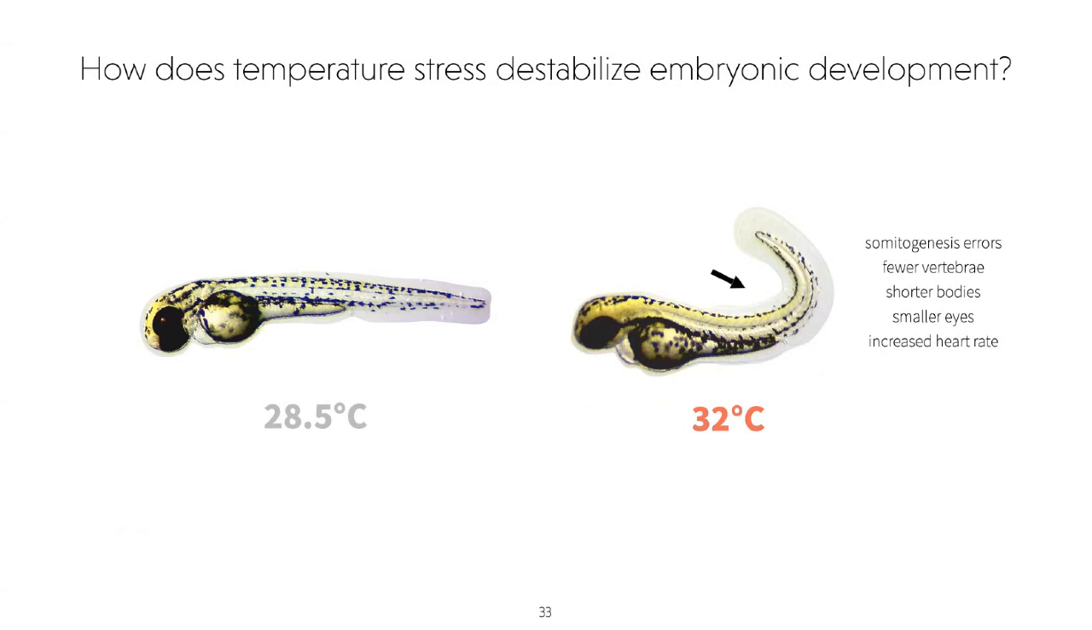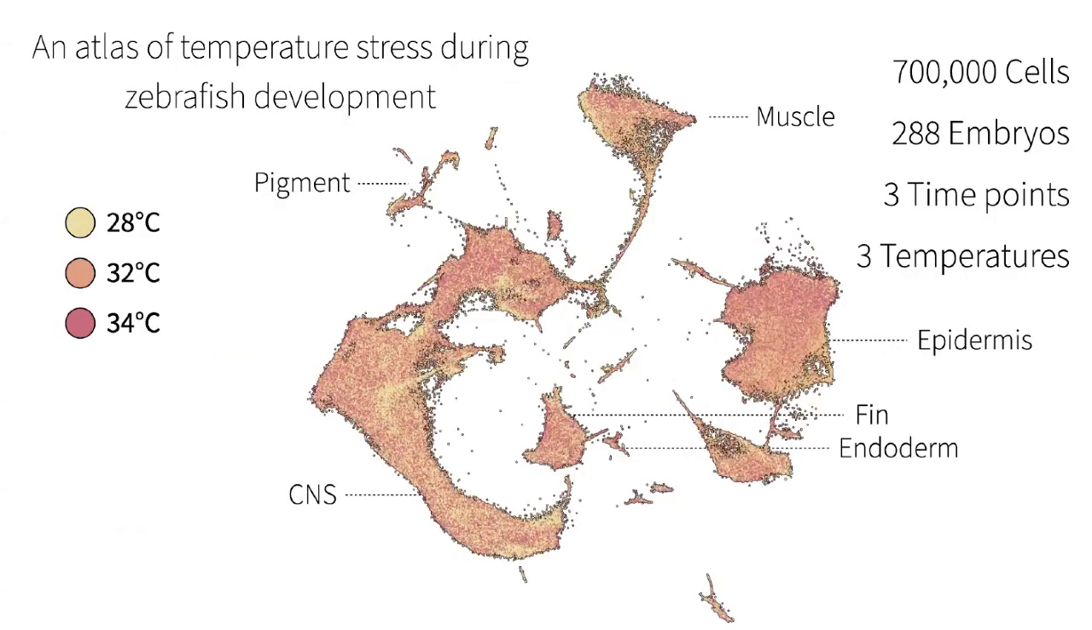So we wanted to understand the cellular and molecular basis of this anatomic variability. And towards that, we've sequenced the transcriptomes of another 700,000 or so cells from 288 different embryos.